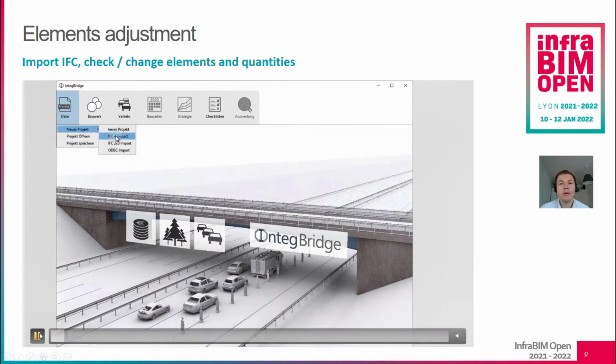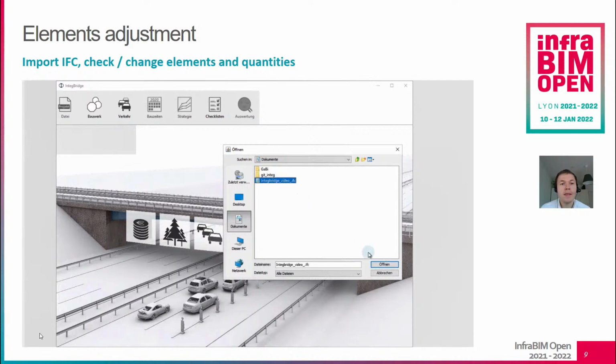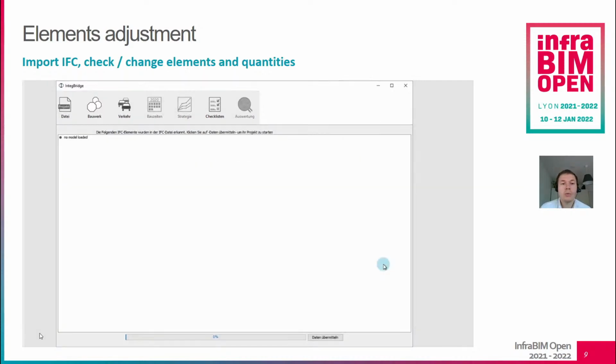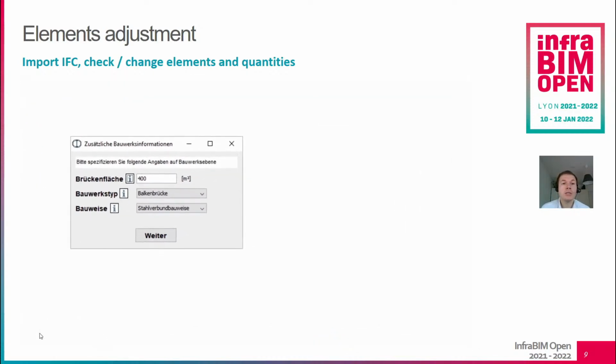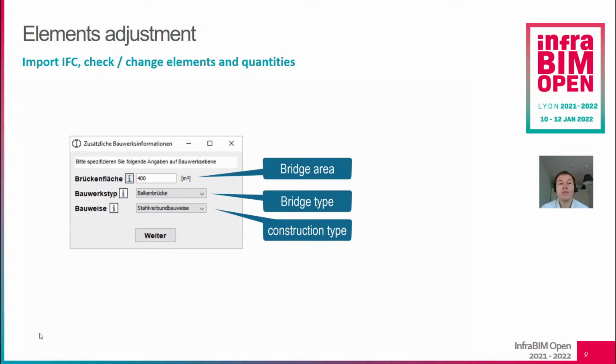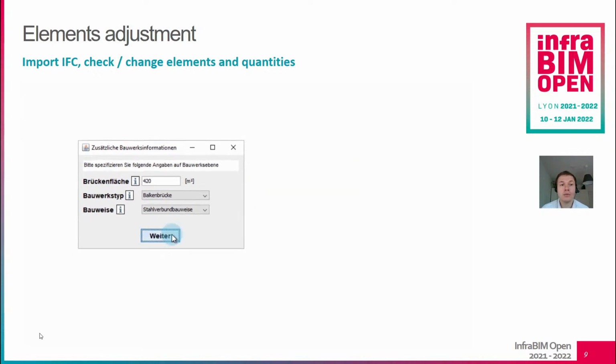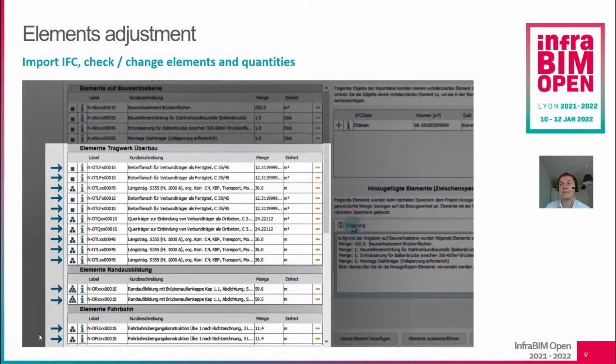So we start with importing our IFC file, and now this IFC file is read and we want to transfer the data, it gets mapped. So each IFC object gets mapped to a database object, and there is some specific information we need which cannot be derived from the BIM model. For example, the bridge area, bridge type and construction type we have to choose manually.